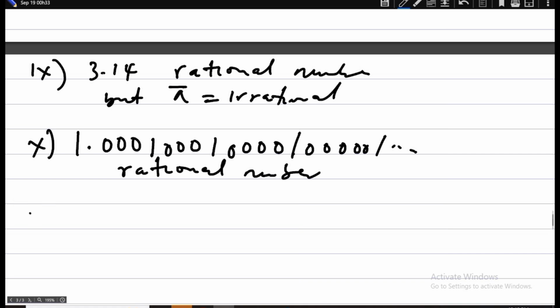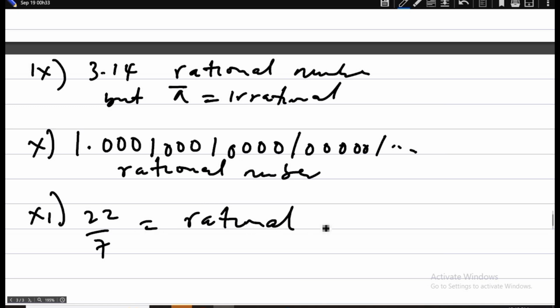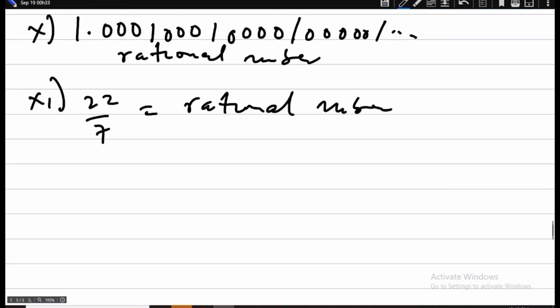So for XI they gave us 22/7. 22/7 is a rational number, but pi is not a rational number. Pi was approximated to 22/7. So the real value of pi is not 22/7. It was approximated to 22/7. Are you getting that? So 22/7 itself is a rational number, but pi is not a rational number. Please note that. So we go to XII. They gave us 0. 0 is an integer as well as a rational number.